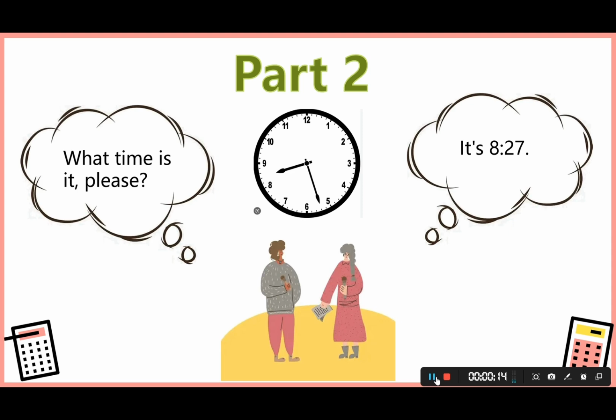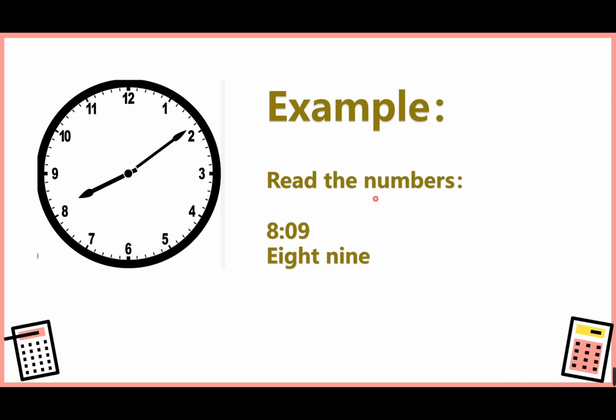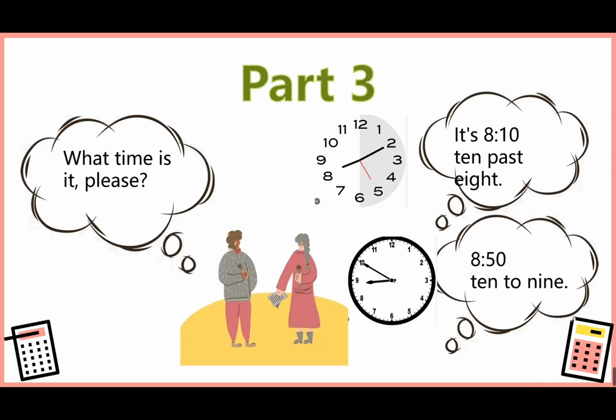Here comes part 2. When the time is not the whole hour, we can read every number to express the time in English. That is, we can say the numbers in the time in order, such as, it's 8:27 now. Let's take a little quiz. What time is it, please? It's 8:09.